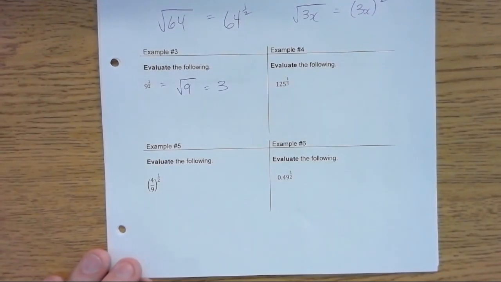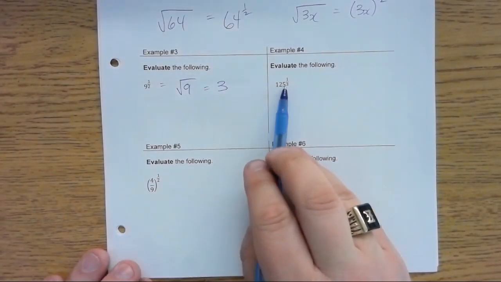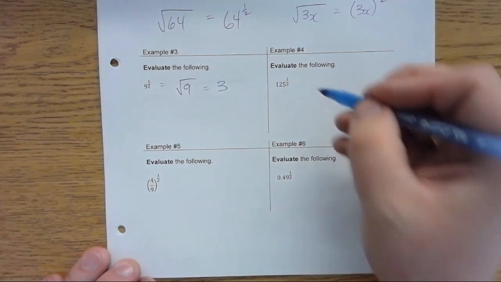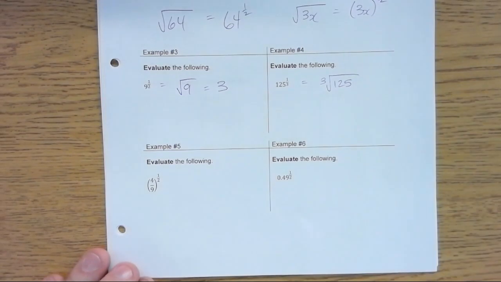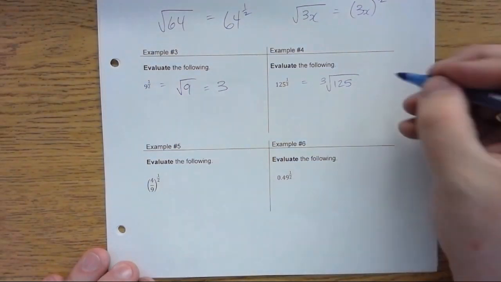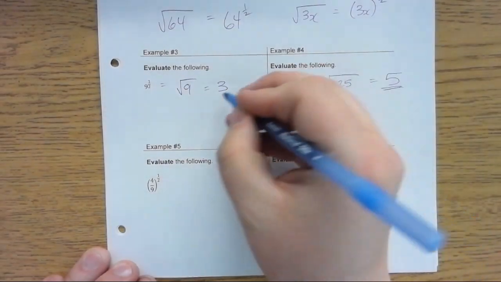Cube root of 125 is the same as 125 to the 1/3. Okay, what number times itself 3 times is 125? 5.